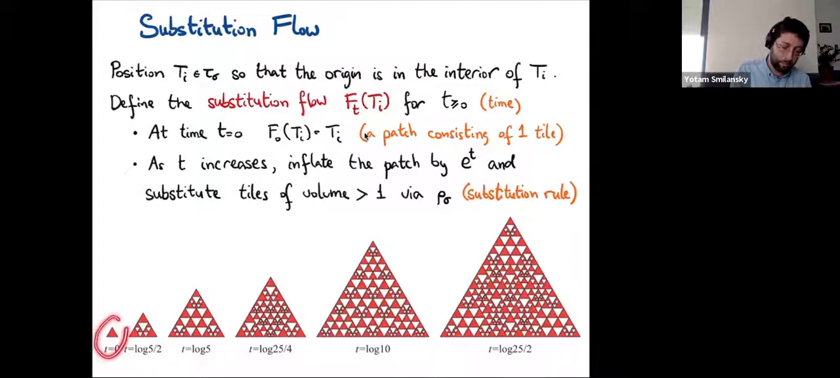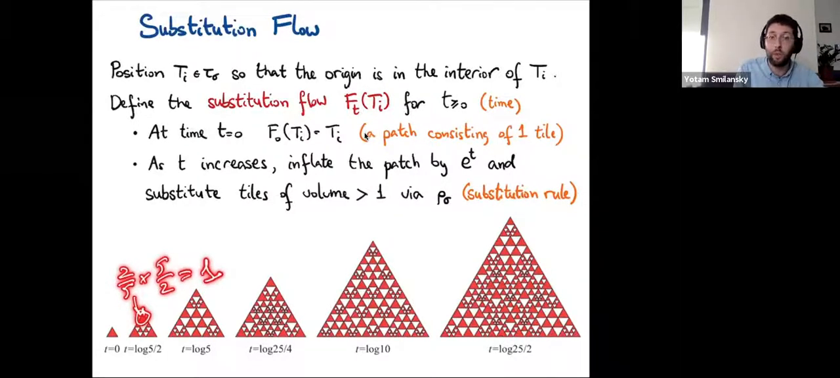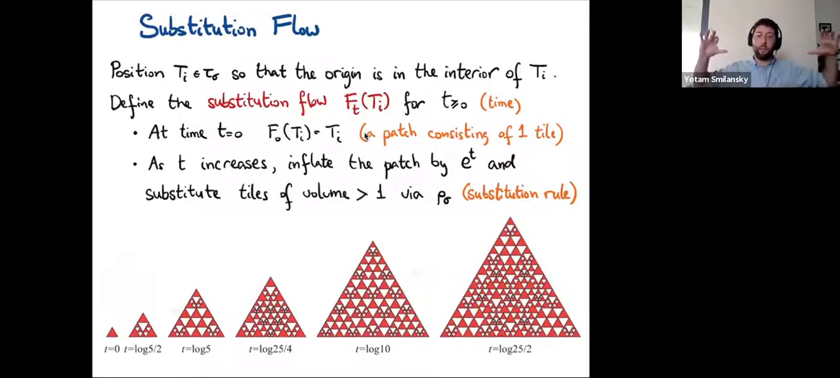So immediately after time zero, you substitute and you inflate until your biggest tile has reached volume one again, which is what happens at t equals log of 5/2. Why is it log? Because the inflation is being done exponentially. So at t equals log 5/2, e to the t is just 5/2. And notice that this tile, which is now the biggest one, was of scale 2/5. So 2/5 times 5/2 equals one. This is when it reaches the unit volume, and you substitute again and again and again, and you keep inflating all the time.